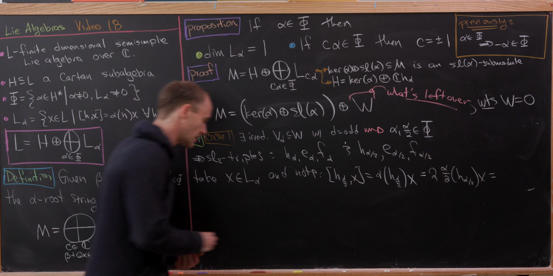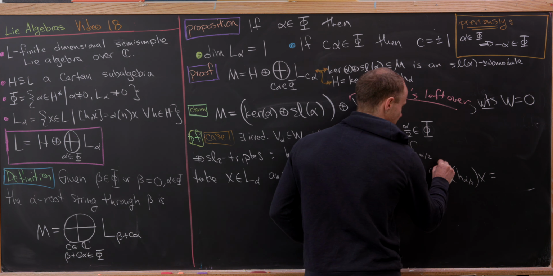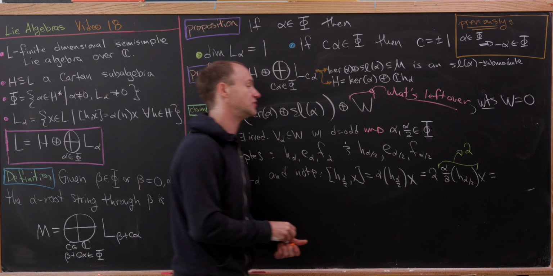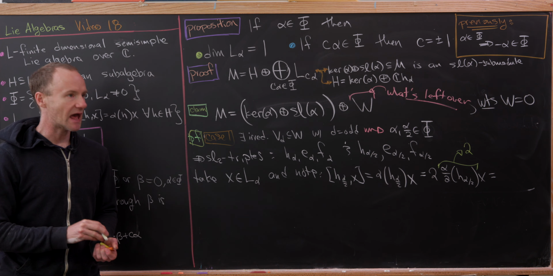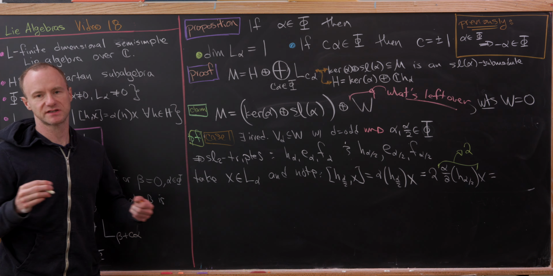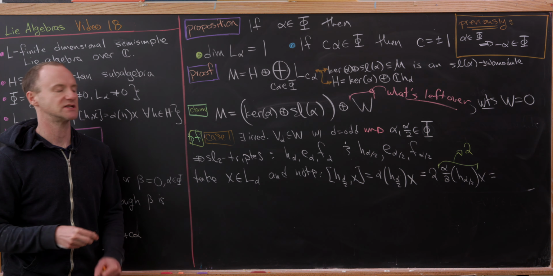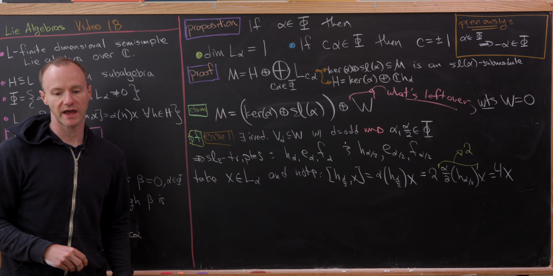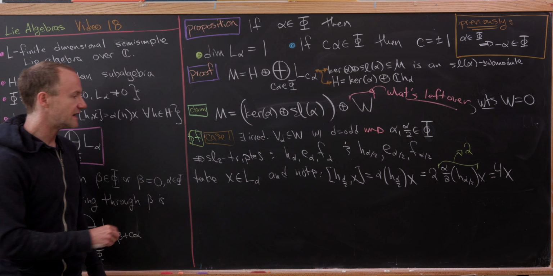But now we know that this alpha over 2 applied to H alpha over 2 is equal to 2. That's because if you take any root and you apply it to the H sub that root, you always get 2, based off the fact that these were SL2 triples. But that gives us 4 times X.